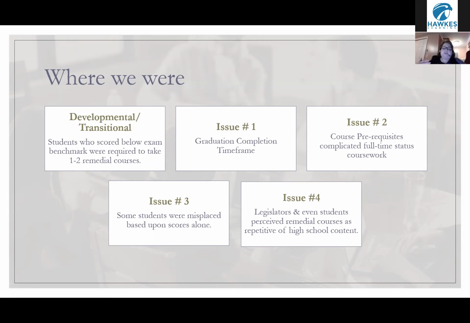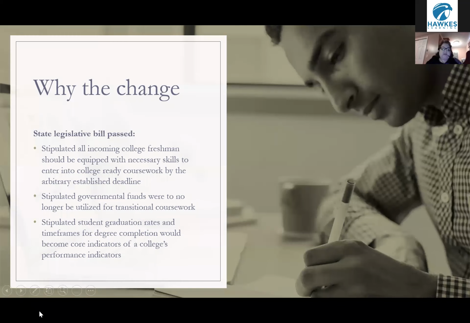And then issue 4, once all of these other issues started being reported through SACS and up through legislative channels, state legislators said, okay, these remedial courses should be repetitive of what students had received at the high school level, and therefore this is repetitive content. We shouldn't be charging them. We need to find a way to get them through the system faster and get them towards degree completion, but yet also still maintain a level of success. And even students started perceiving that some of these courses were repetitive of content. So that had everything moving forward.